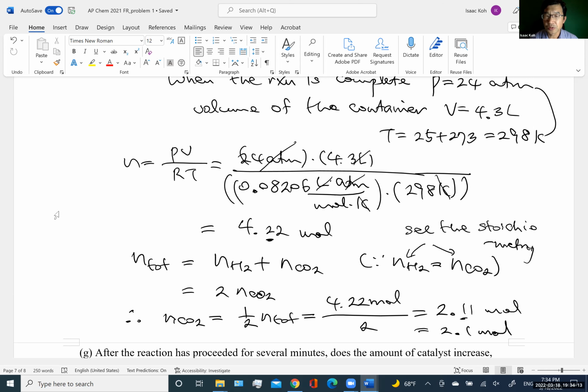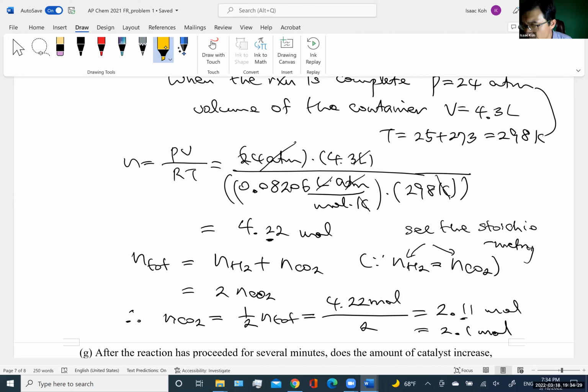When I'm teaching students, the most frequent error I see is that up to here they are doing fine, but when they plug these values into a calculator, they forget to put the parentheses. So let me point out, parentheses are important. How you calculate is 24 times 4.3 divided by, open parentheses, 0.08206 multiplied by 298, close the parentheses and enter. Then it will give you 4.22 mole.